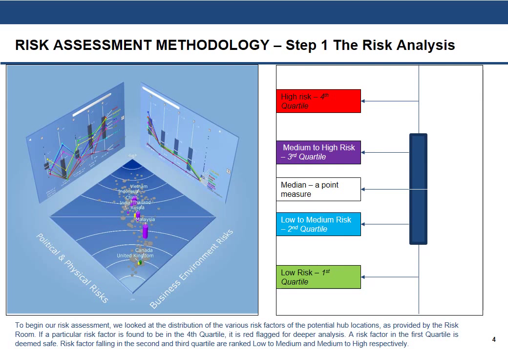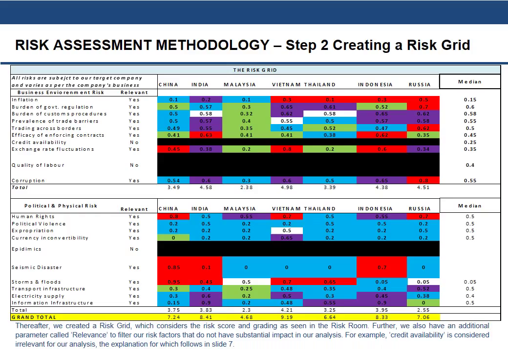To begin our risk assessment, we looked at the distribution of the various risk factors of the potential hub locations as provided by the risk room. If a particular risk factor is found to be in the 4th quartile, it is red flagged for deeper analysis. A risk factor in the 1st quartile is deemed safe. A risk factor falling in the 2nd and 3rd quartile are ranked low to medium and medium to high respectively. Thereafter, we created a risk grid which considers the risk score and grading as seen in the risk room.